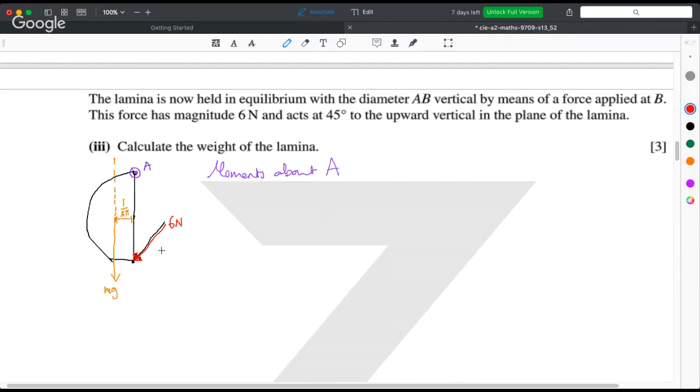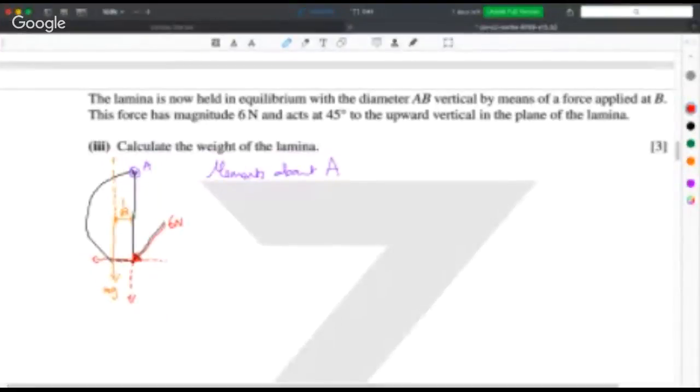And then we're going to resolve this guy, the 6 Newton force, into its 2 components. It's sort of acting like this, so it's acting that way and also that way. And you notice that this vertical component runs through A. So its distance from A to the line of action of that part of the force is 0. So that provides no moment. And that makes sense, right? If you're pushing through some pivot point, it's not going to make the thing swivel.